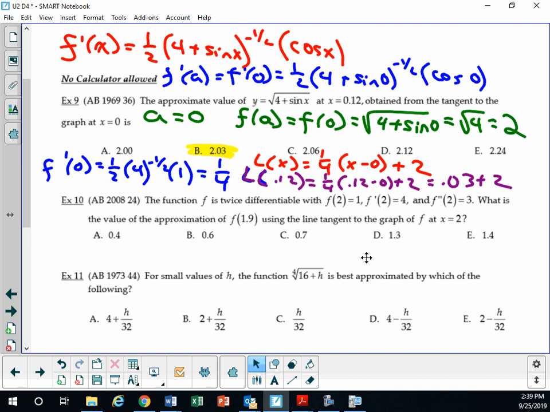So you see how we're using local linearization. It's decimals, but I can do those decimals. Those aren't bad decimals for me to do.